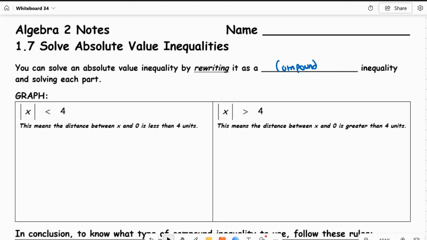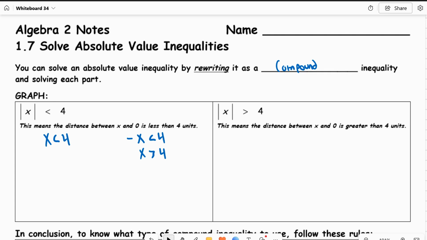So if we have the absolute value of x is less than 4, this is when we will have an "and" compound inequality. This is because, in my first case, when my absolute value is positive, I have x is less than 4. And in the case that it is negative, I have negative x is less than 4, which, dividing by a negative, would flip this and would give me x is greater than negative 4.